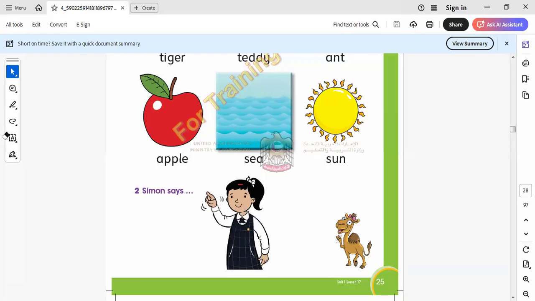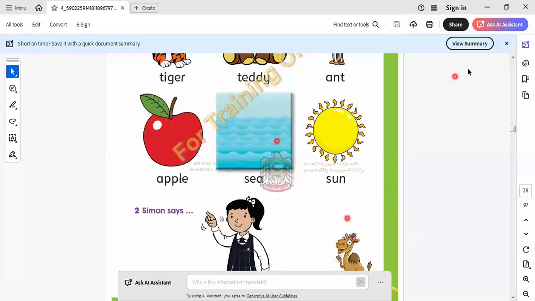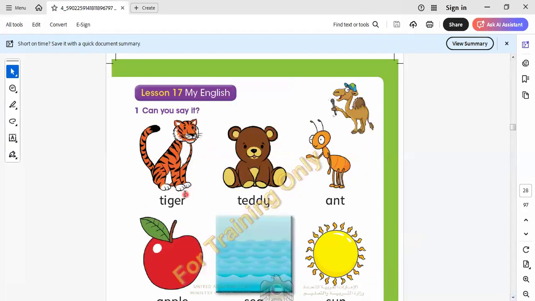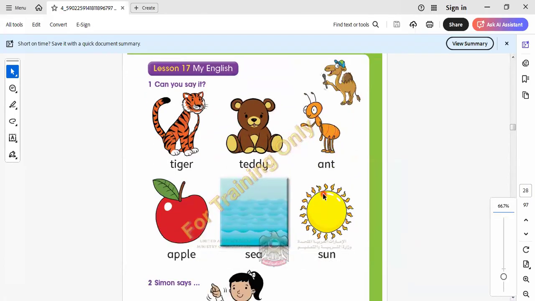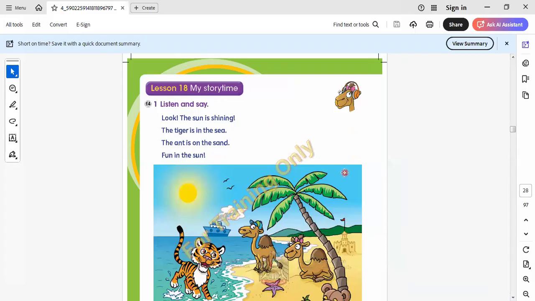Simon says. I think here it is pointing to the words that we know. Let's read the words together. Here is tiger, teddy. And here is an apple. Sea and sun. Here we have tiger and teddy, an apple, sea and sun. Let's go to another item here.